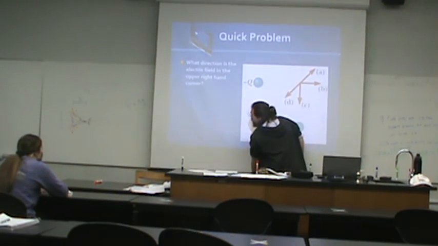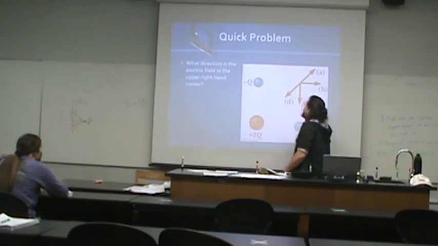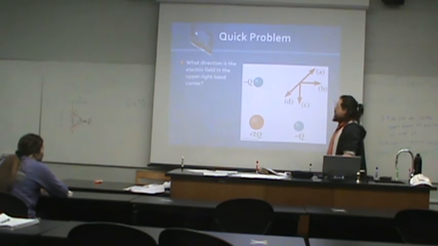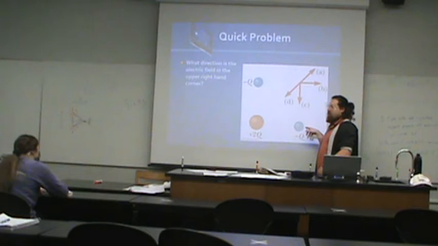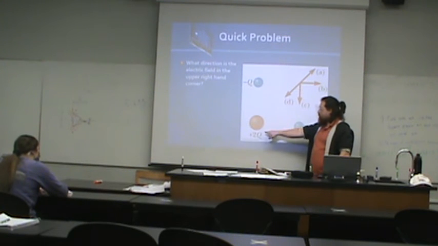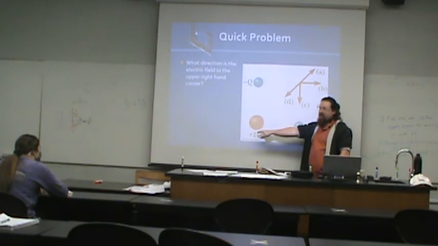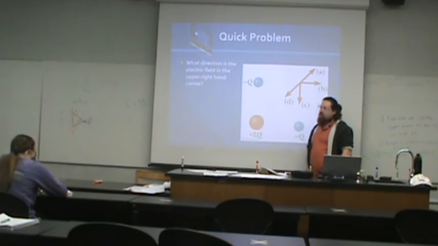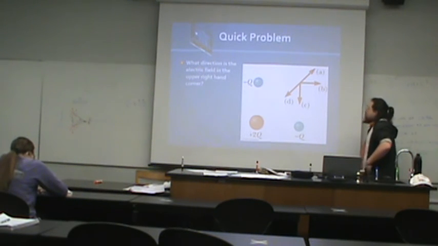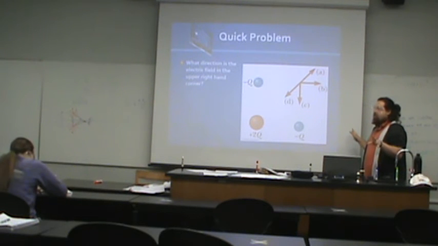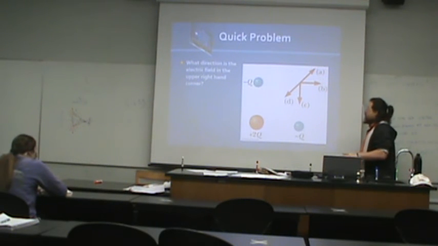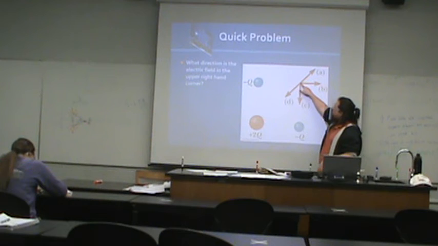This is a similar drawing to the one that you've made, except we've got a little square here. 2 of the corners are negatives of the same magnitude. 1 corner is a positive of twice that magnitude. Looking at this, we don't necessarily care about the magnitude, but what direction will the combined E field right here point?